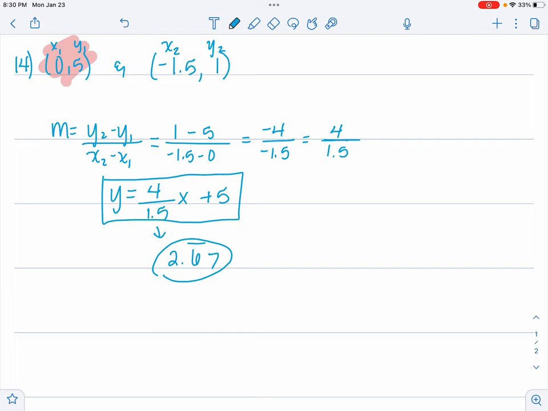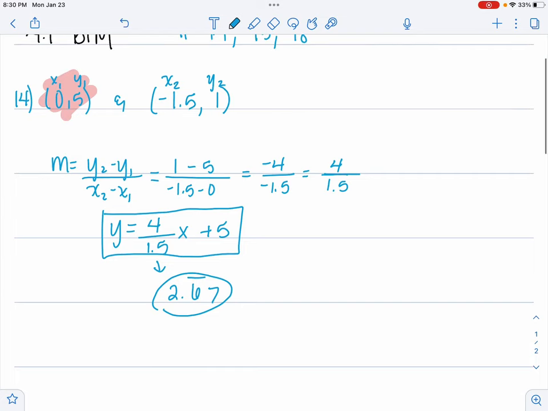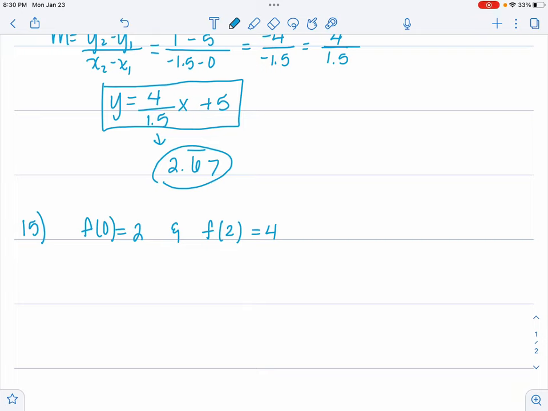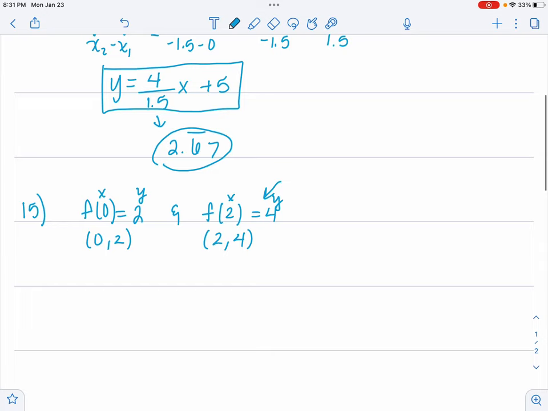So that's 14. Then the next one I said I was going to do is 15. These were the function values. This was the start of the function value problems. So if you're given f of 0 equals 2 and f of 2 is equal to 4, you got to get the ordered pairs from that. So remember, this is your x and this is your y. So 0, 2, and 2, 4. In other words, what this means, this particular ordered pair, when x is 2, y is 4. That's what that means in words. So you can get the ordered pair from that.